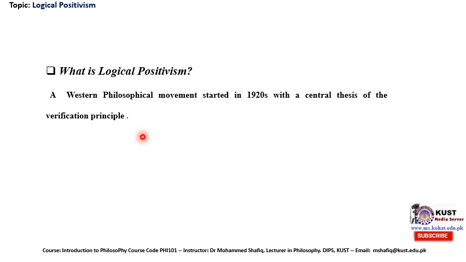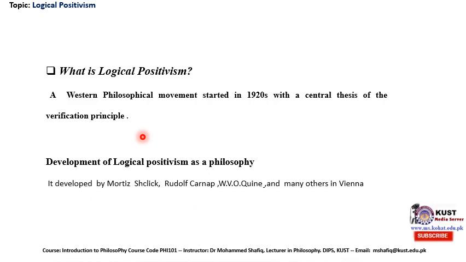In this particular movement, as it was developed by so many philosophers and scientists, the most famous are Maurice Schlick, Rudolf Carnap, William Orman Quine, and many others of the Vienna Circle as well. That was known as the Vienna Circle because the movement took birth in Vienna, and there was a sort of group discussion among those philosophers and scientists.